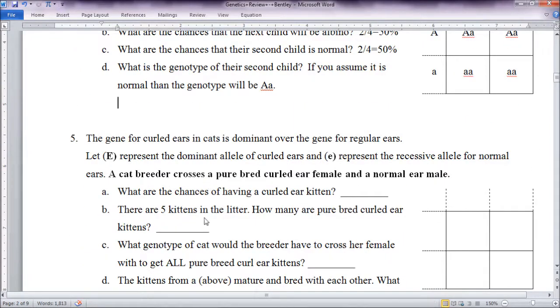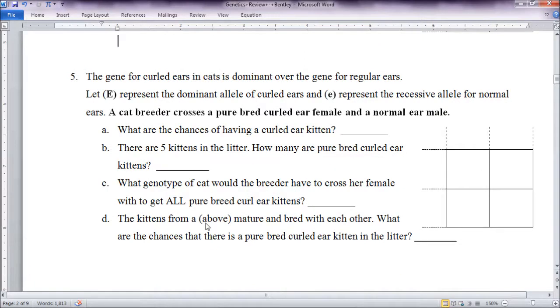Okay, so the gene for curled ears in cats is dominant over the gene for regular ears. We're going to let E represent the dominant allele of curled ears, and lowercase e is going to represent the recessive allele for normal ears. Okay, so curled is dominant. Alright, so let's go through our sentence and make sure we write down anything that we know.